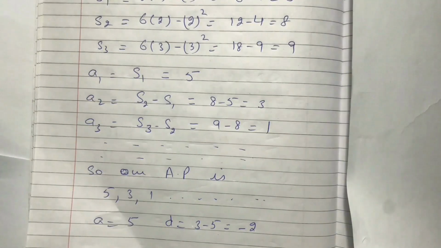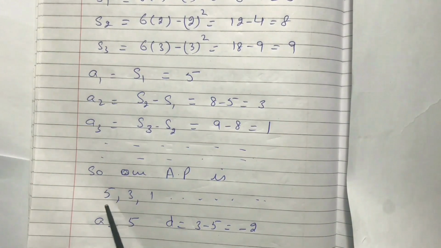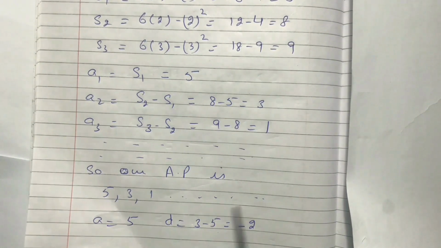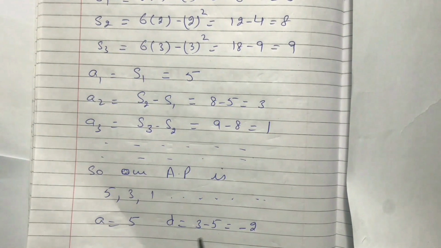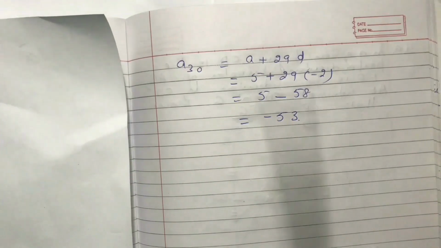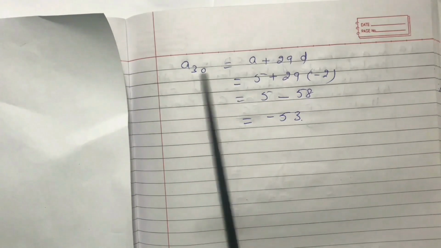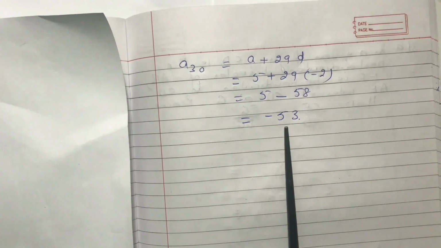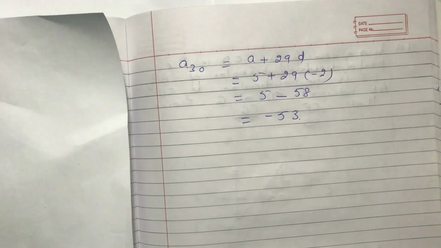So our AP is 5, 3, 1 onward. We are to find the 30th term. Now A is 5, D is equal to minus 2. Since we are to find the 30th term, A30 is equal to A plus 29D. Substitute the values, you will get minus 53. So that is the answer.